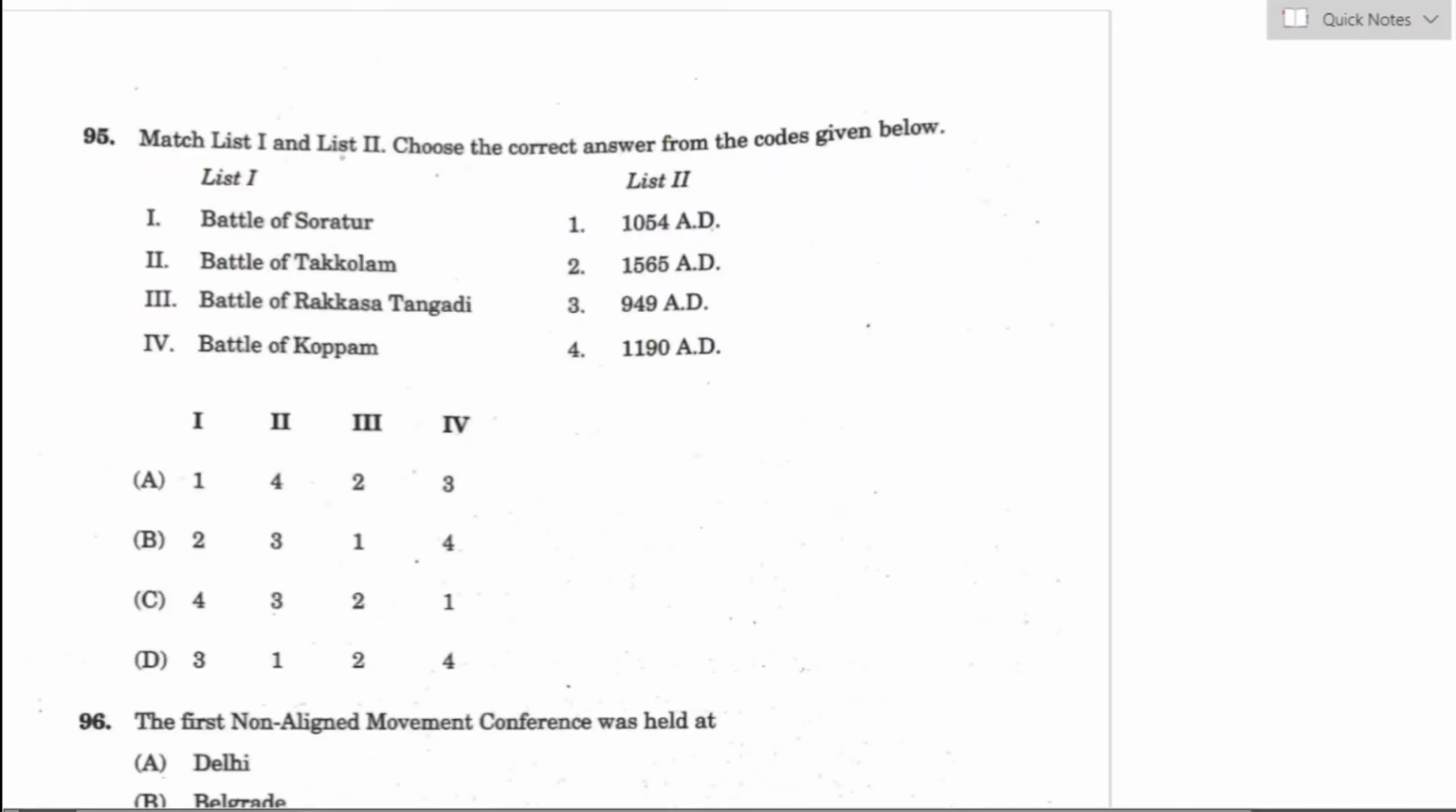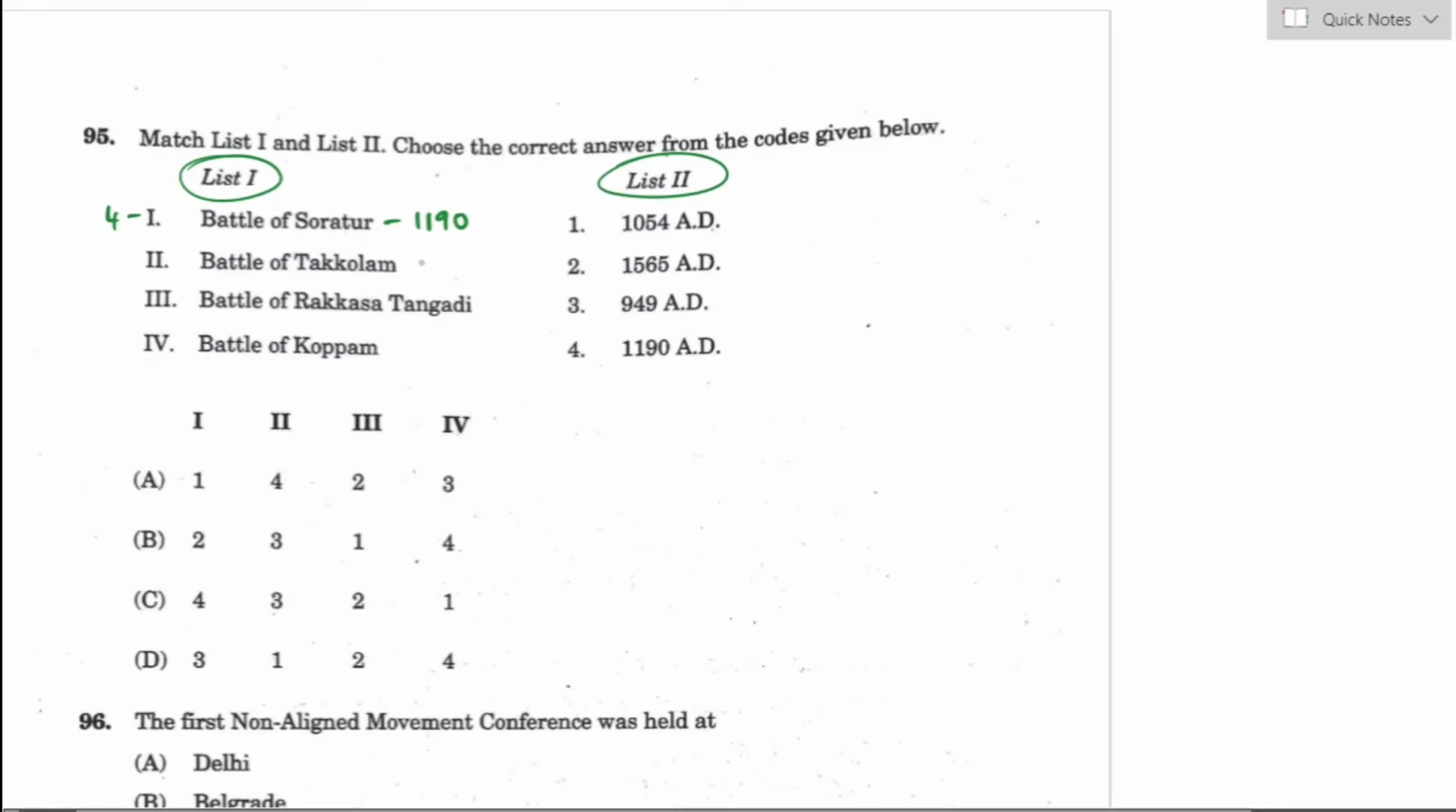Question number 95. Match List 1 and List 2. Choose the correct answer from the code given below. List 1 is the name of the battle and List 2 is the year in which the battle took place. In the Battle of Sorotur, Hoysala defeated Bilana. So this took place in 1190 AD. So for statement 1, it is option 4.